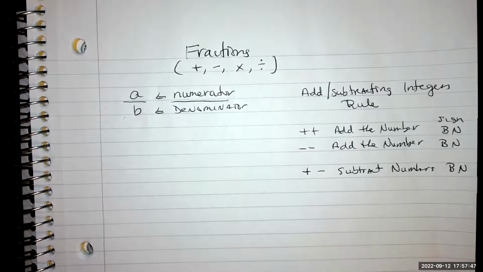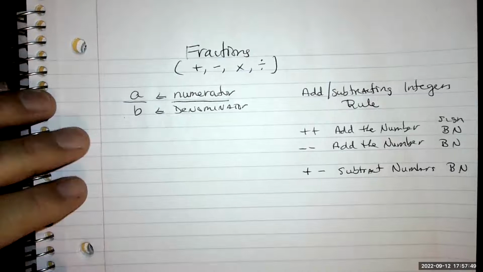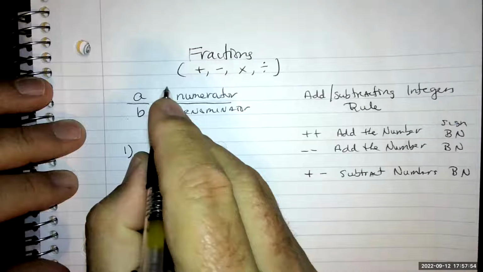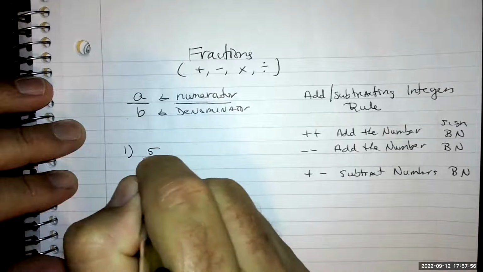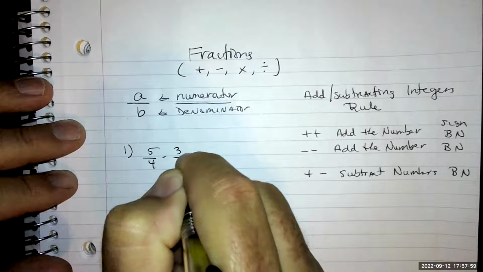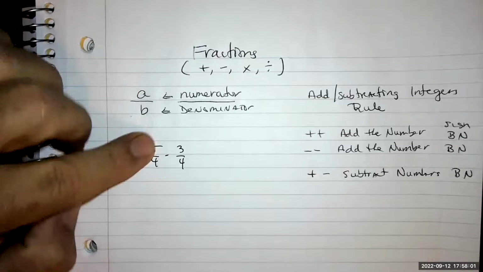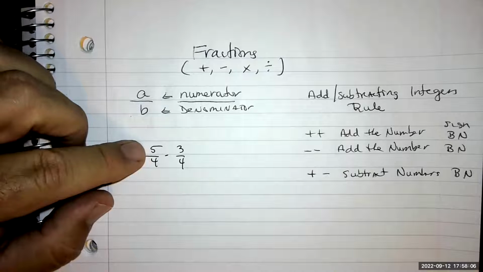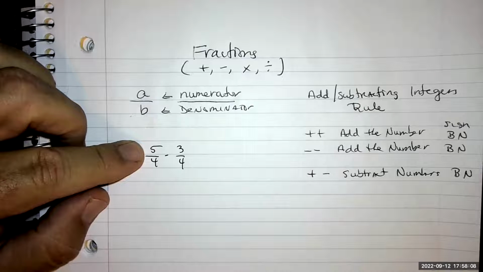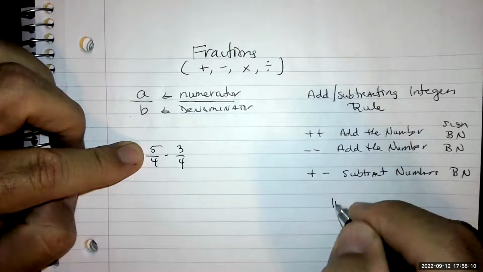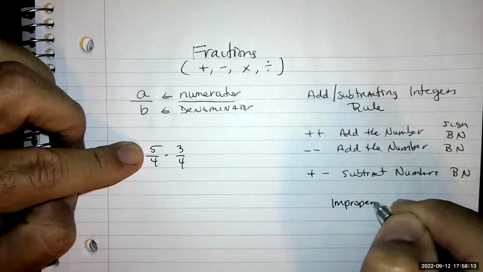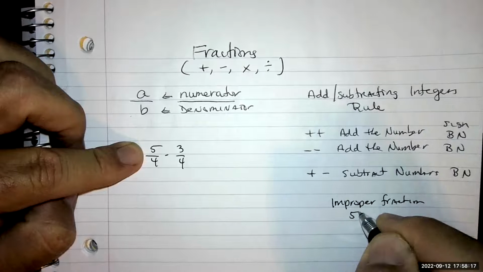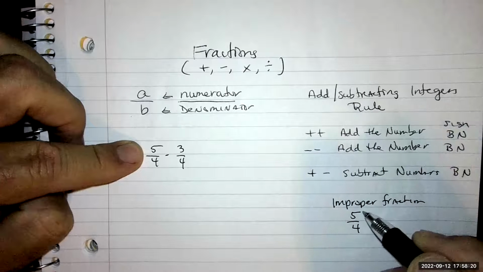So all we're going to do is take some problems and work them and discuss them. All right, so we're going to start with number 1 here. First example: we take 5/4 minus 3/4. Let's talk about this. 5/4, if you notice, the numerator is bigger than the denominator. This is called an improper fraction. An improper fraction is when the numerator is bigger than the denominator.